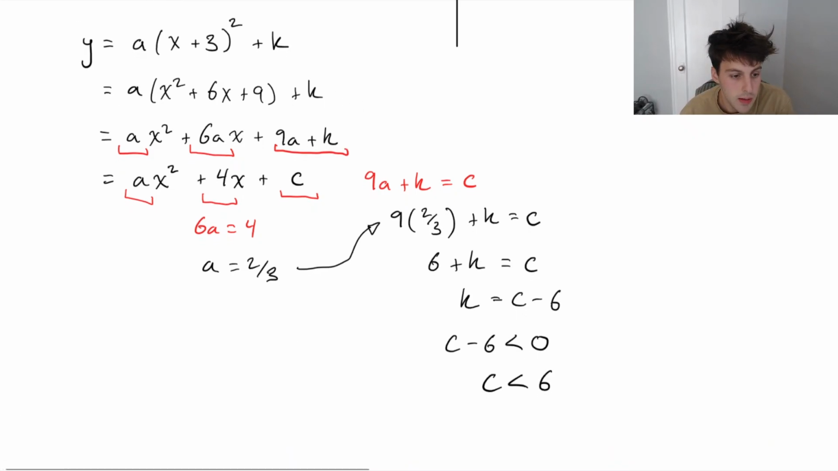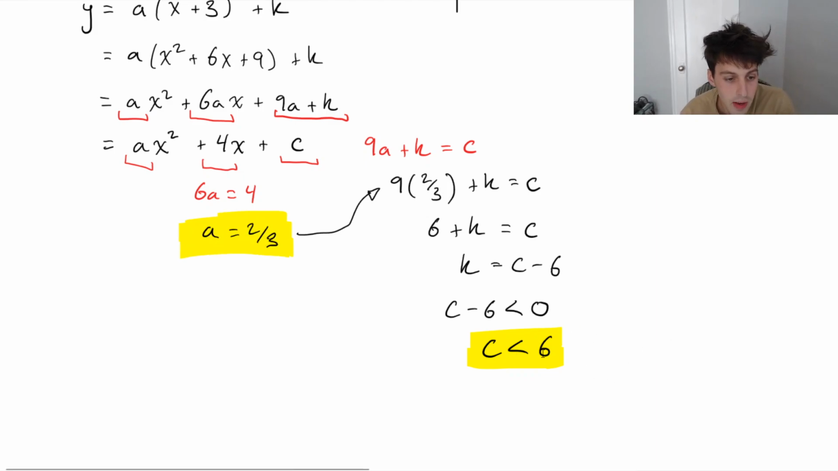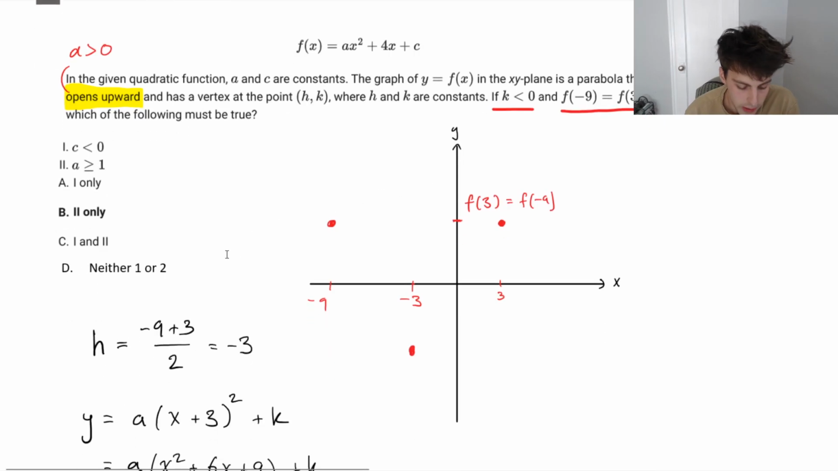Make a bit more space here. So we can see our value of c is going to be less than 6, and we actually solved for our value of a here as 2/3. This is the value of c when k is less than 0, right? Because that's what it tells us in our question. So we can look at our options now. We see that c is less than 0.